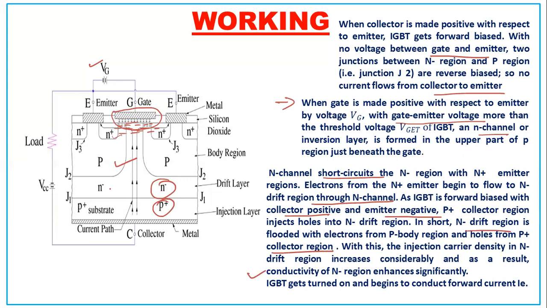drift regions. Injection carrier density in the N minus drift region increases considerably. So as a result, the conductivity is enhanced. The IGBT gets turned on and begins to conduct forward current IE. This will be the forward current IE that is flowing to the emitter. That's why we gave it IE, emitter current.